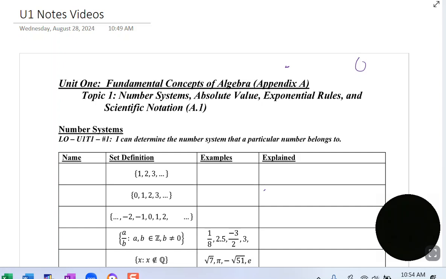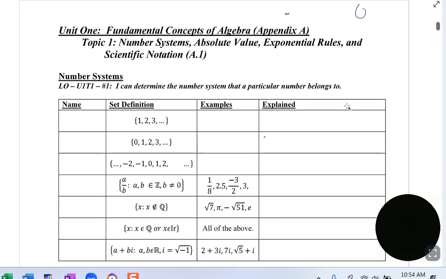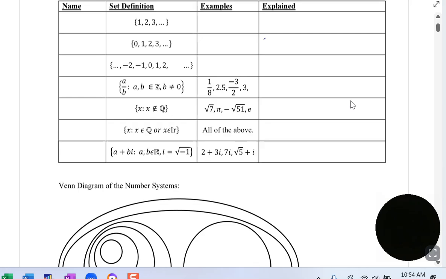Welcome to tonight's video on Unit 1, Topic 1, talking about numbers, absolute value, exponents, and scientific notation. So today, the first thing, let's talk about the different numbers.